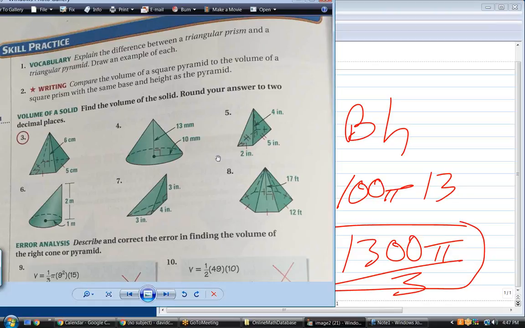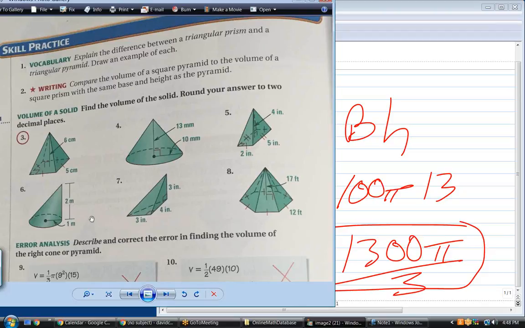Now let's look at number 6. Number 6 is different in that it's not a right cylinder. That's a right pyramid. In other words, the vertex drops right in the center of the base. But this is like a slanted dunce cap. It doesn't matter. It's the same formula. It's still 1/3 the area of the base times the vertical height, and we know the vertical height there.